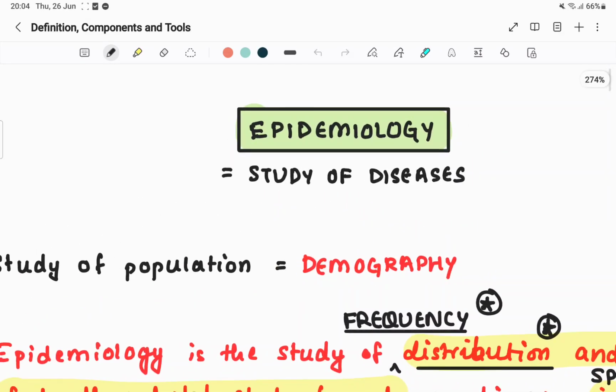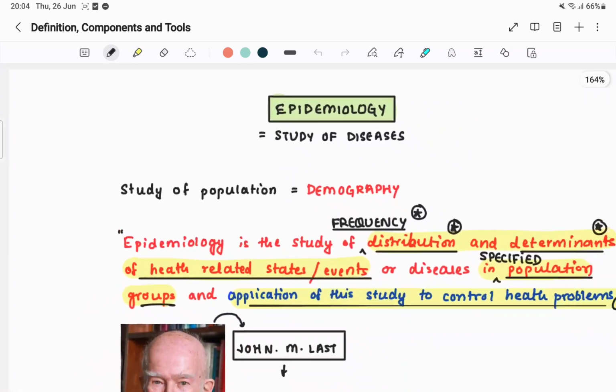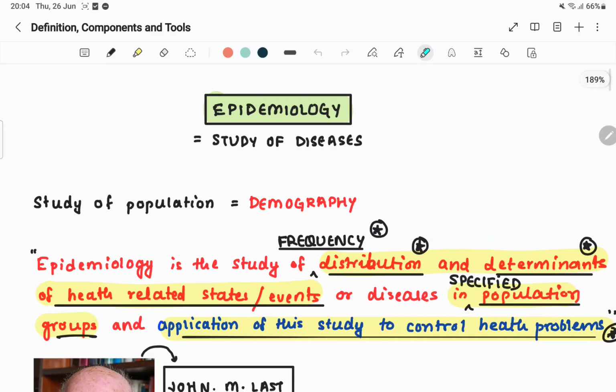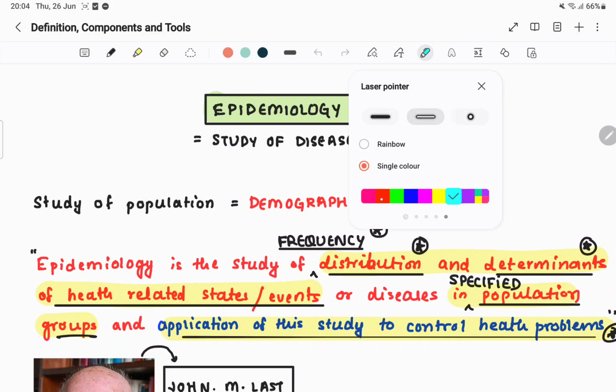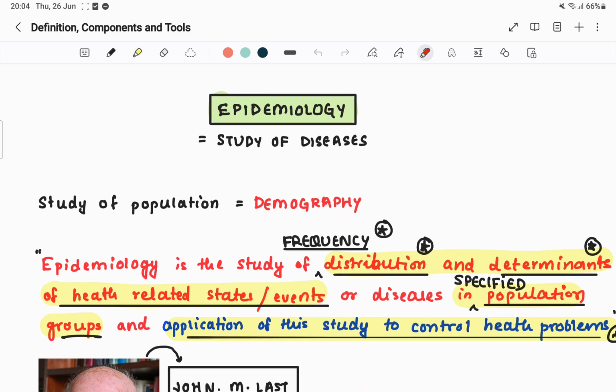Epidemiology is a very important chapter from your NEET PG and INI-CET point of view, as well as your board exams of your third year. Starting with epidemiology, we'll try to cover the whole chapter in complete detail.